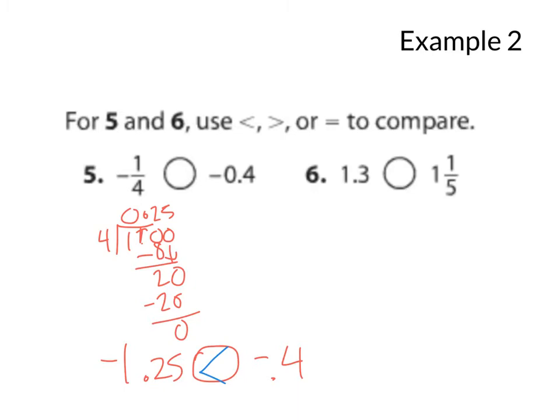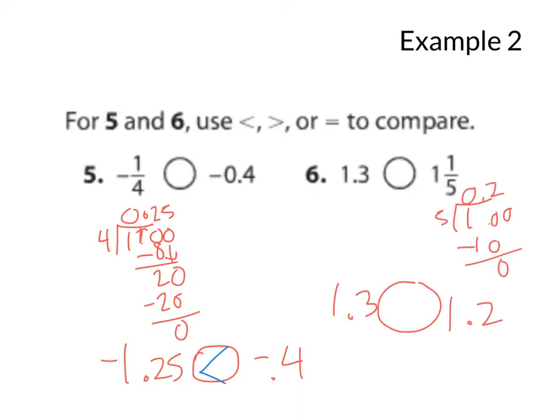Number 6, showing you the answer in 3, 2, 1. For number 6, I'm looking at the 10th spot after I've made this into a decimal, and I see that 3 is bigger, therefore 1 and 3/10 is bigger than 1 and 2/10. Moving on in 3, 2, 1.